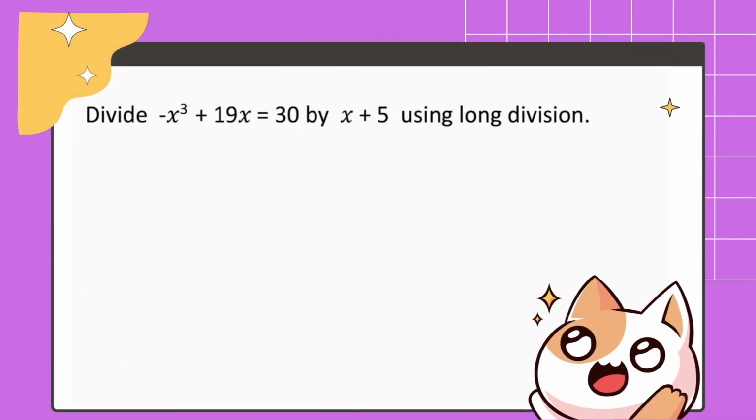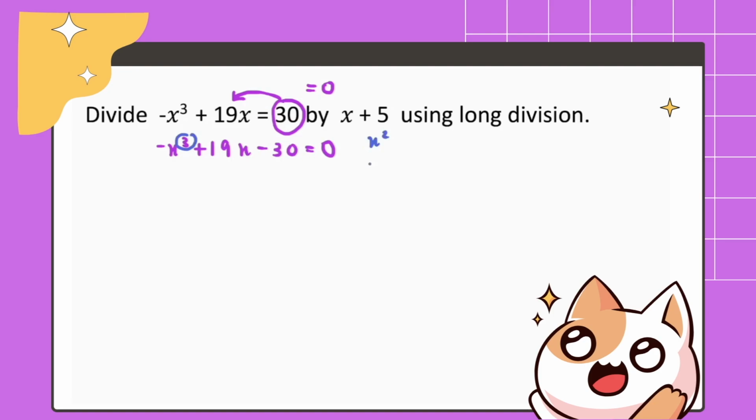Let's look at another example. In this equation, it asks us to divide negative x power of 3 plus 19x equal to 30 by x plus 5 using long division. Since 30 is on the right hand side, we need to move it to the left hand side so it equates to 0. In cubic equations, the maximum power of x is 3.